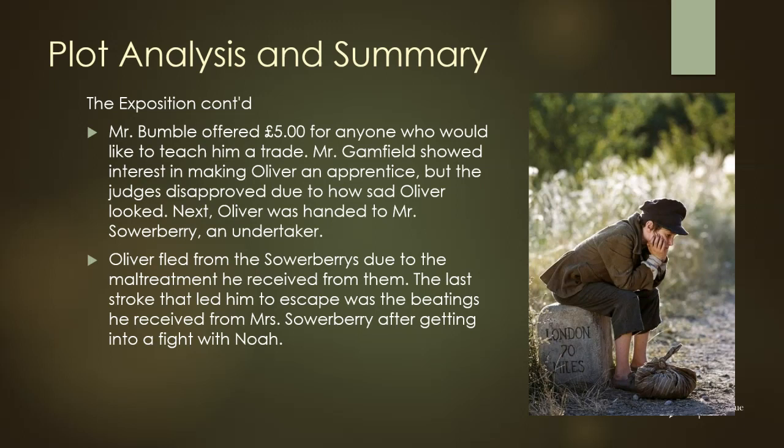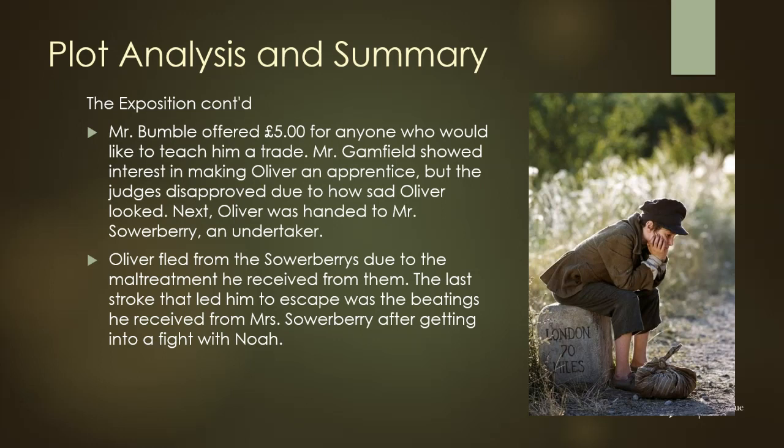Because Oliver Twist asked for more food, Mr. Bumble, an official of the workhouse, offered £5 for anyone who would like to teach Oliver Twist a trade. Mr. Gamfield showed interest in making Oliver an apprentice, but the judges disapproved due to how sad Oliver looked. Next, Oliver was handed to Mr. Sowerberry, an undertaker who buried the dead.